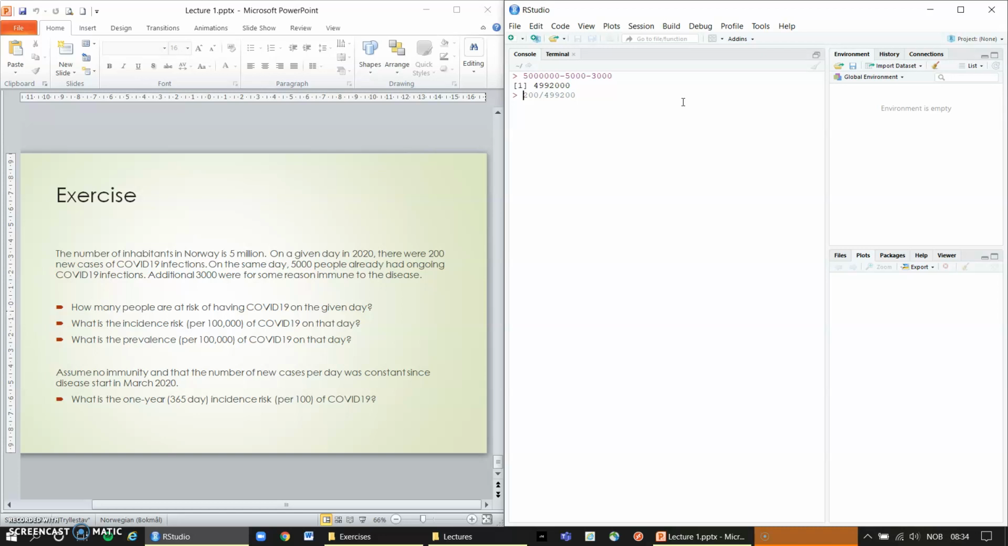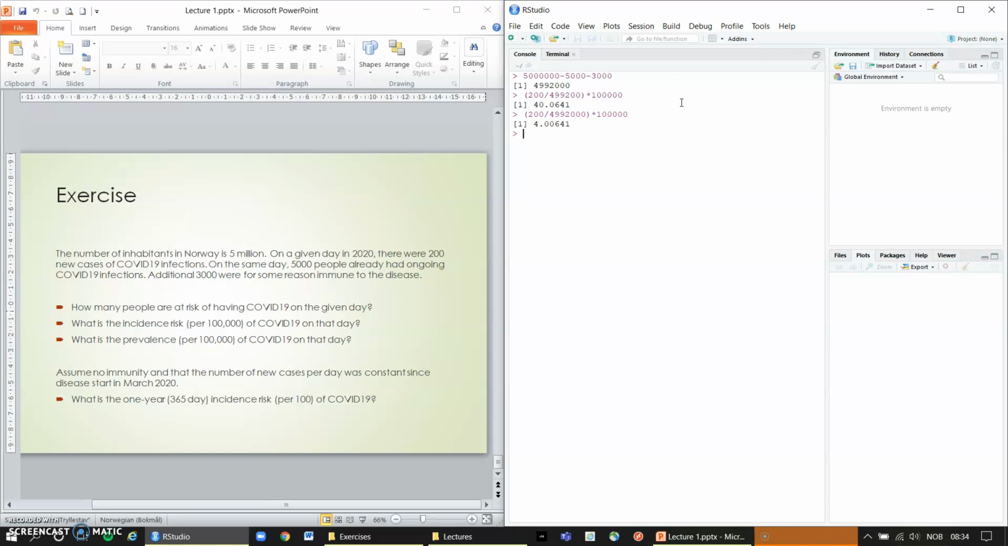We further multiply this ratio by 100,000 inhabitants to provide the incidence per 100,000 inhabitants. In doing this, the number of new COVID-19 cases per 100,000 inhabitants in this particular day is estimated to be, excuse me, I forgot 10 here, is estimated to be 4.